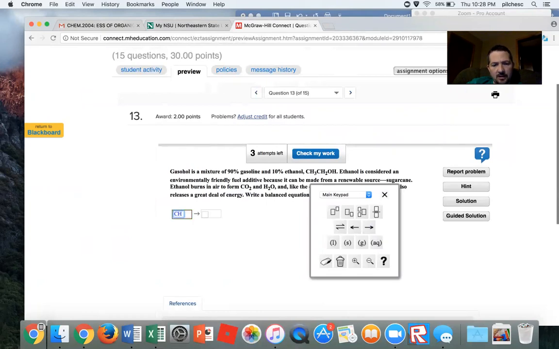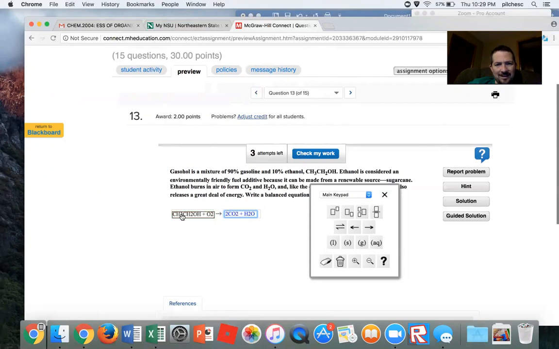And so CH3, CH2, OH plus O2. And so that makes CO2 plus H2O. And then to balance that, well, I've got 2 carbons over here. So over here, I would need 2 carbons.